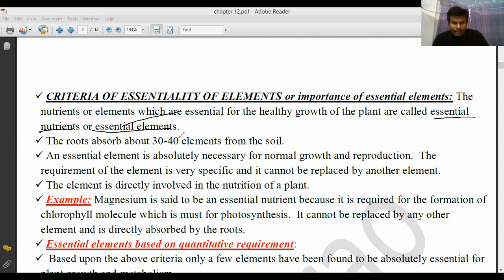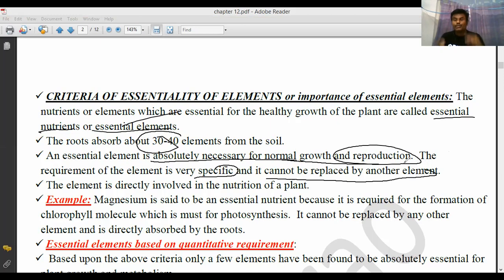The roots absorb about 30 to 40 elements from the soil. An essential element is absolutely necessary for normal growth and reproduction. The requirement of the element is very specific and it cannot be replaced by another element. One particular element performs one particular function. If that particular element is deficient, that particular function also becomes deficient. That function cannot be performed by another element.